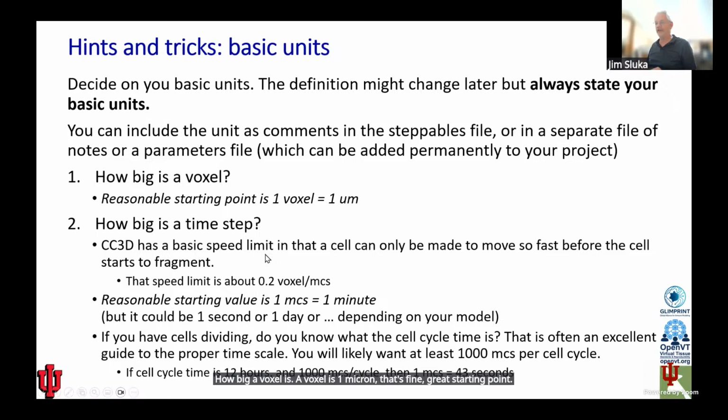Decide how much time, real time, simulated time, you think a Monte Carlo step is supposed to represent. 1 minute per Monte Carlo step is a reasonable starting point. In some cases, the Monte Carlo step might be a day, it might be a second, but in any case, you should make a decision early on what you think that these two fundamental units are. You can always change that later. You can always change how you interpret it later, but write down somewhere what you think it should be.